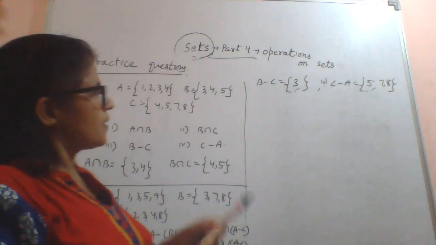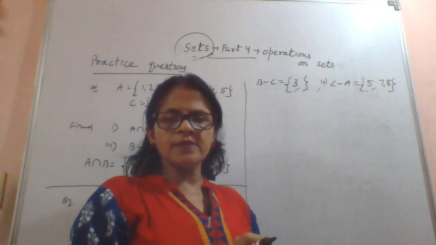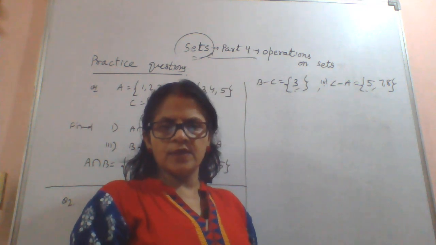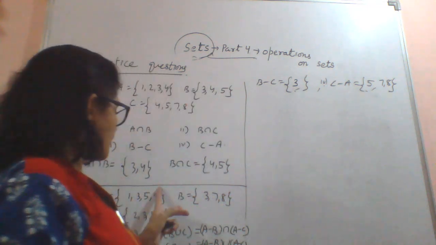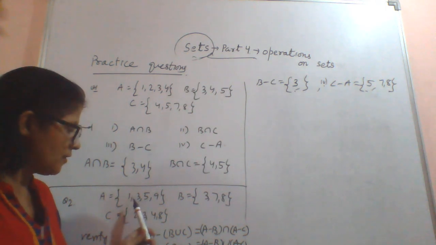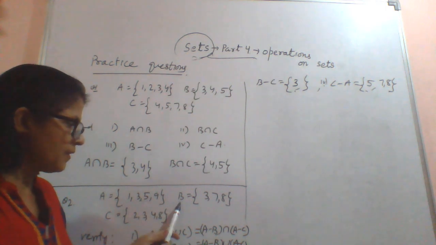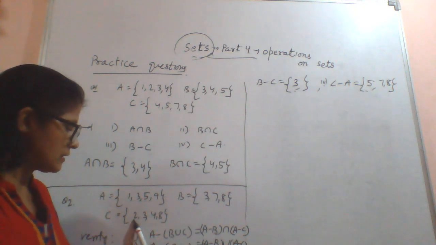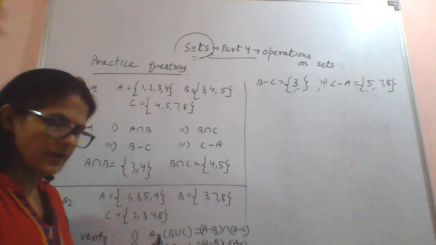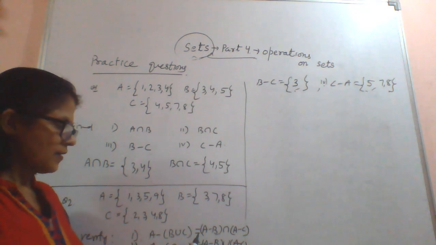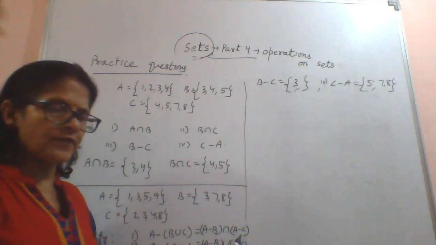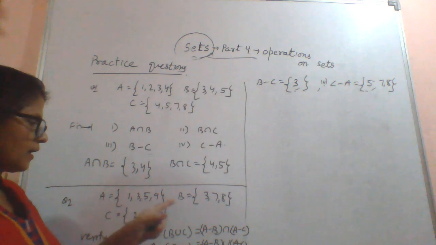Okay, so basically this is the simple way to take the elements of B difference C, C difference A, like this. And the second question is, we are given A elements 1, 3, 5, 9, B 3, 7, 8, C 2, 3, 4, 8. Verify that A difference (B union C) equals (A difference B) intersection (A difference C). So we are having A, B, C.